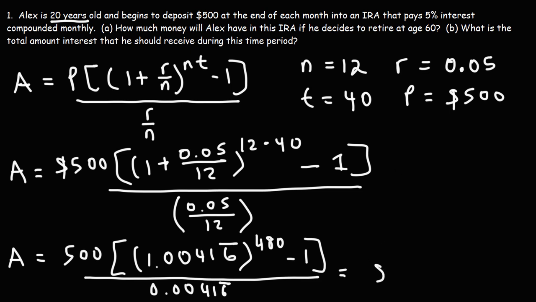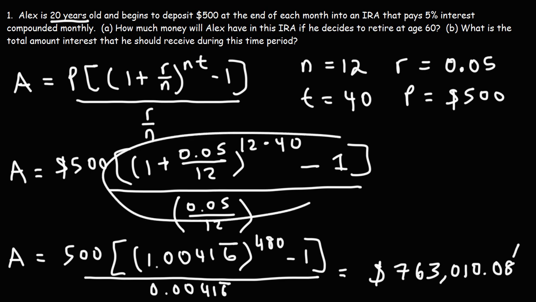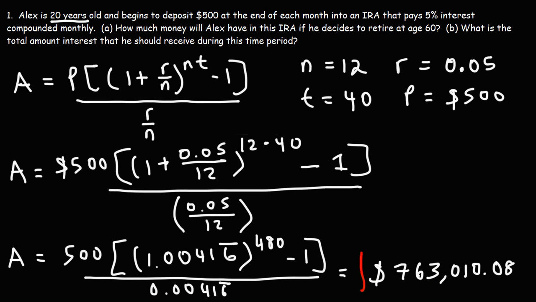All right, so I got $763,010.09. The exact answer should be 8 cents, because if you don't use enough sixes, it'll change this number. When you plug it all in from the beginning, it should round to 0.08 as opposed to 0.09. So that's going to be the account value at the end of 40 years.